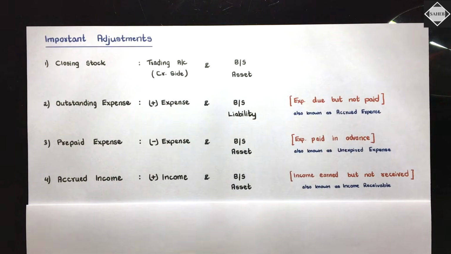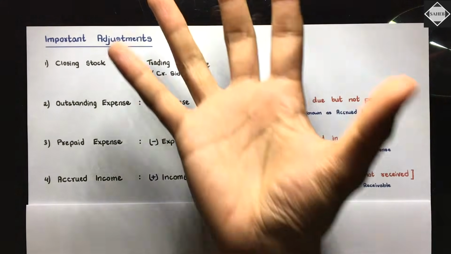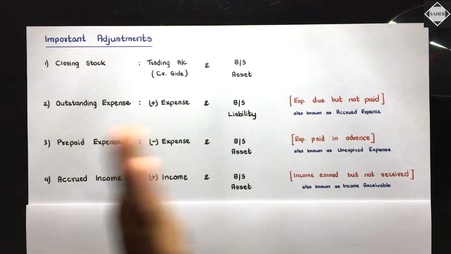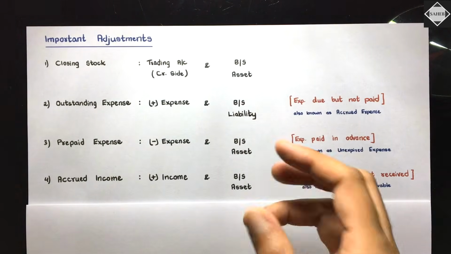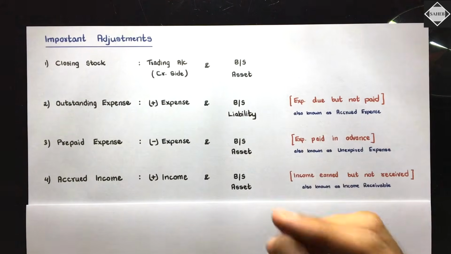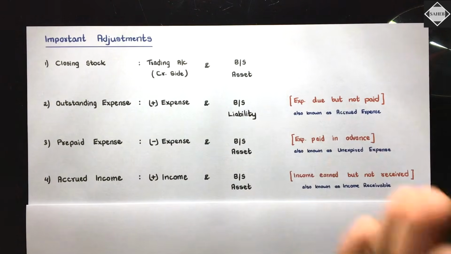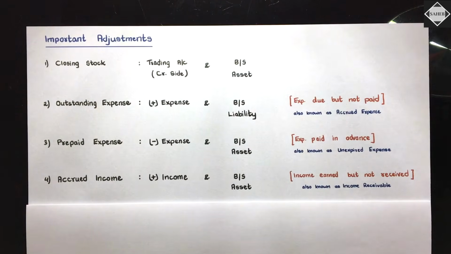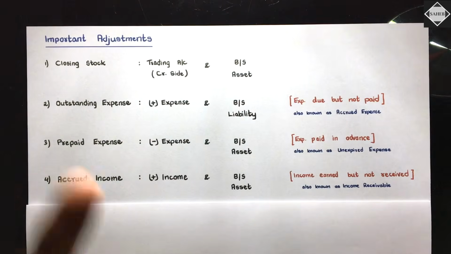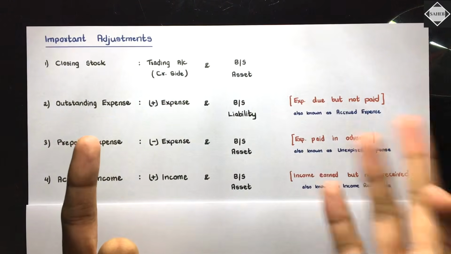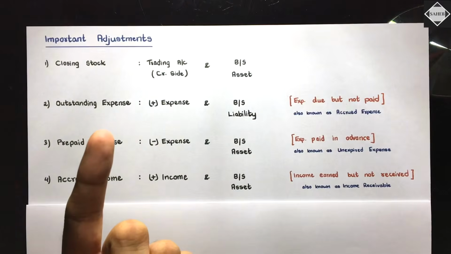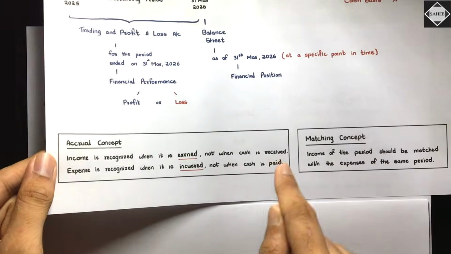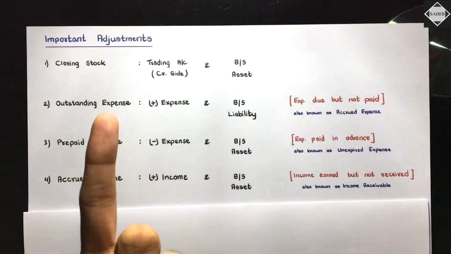For example, you invested in some government securities, and you are supposed to get interest from them. Let's say you got interest for 11 months. The last month's interest you didn't get. For some reason you will get it in the next accounting period, but at the year end you have not got the 12th month's interest. So what are you going to do? You are going to recognize that interest as your income. Even if you haven't received it, what does the accrual concept say? The accrual concept says income is recognized when it is earned, not when cash is received. It doesn't matter, recognize the income.